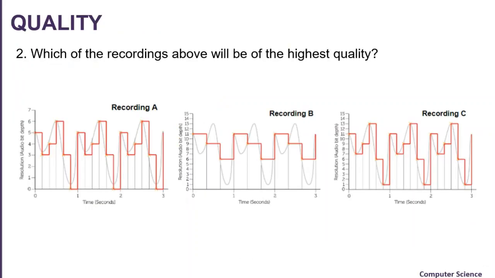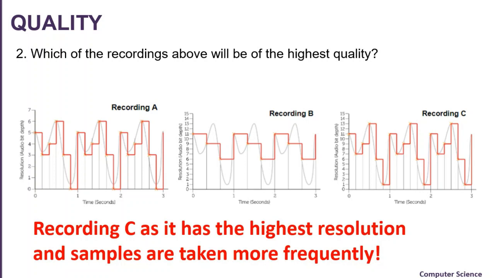So which will have the highest quality? Well, we have to remember we are looking at the bit depth, so the higher the bit depth, the higher the quality, and the more samples we have per second, the higher the quality. So recording C has the highest resolution and samples are taken more frequently, so this is going to be the highest quality.